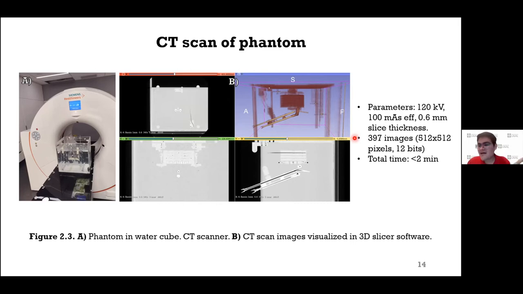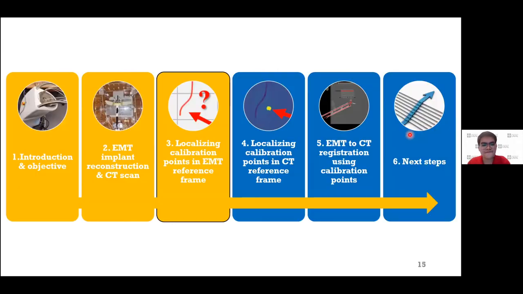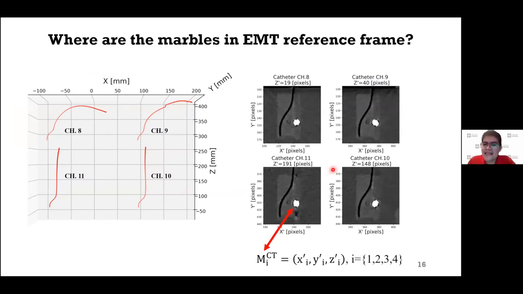These images are, we will say, low resolution if we compare with typical cameras we use every day, but this is the resolution they use for CT scan, which is 12 bits. And the total time it took for taking the images and post-processing was less than 2 minutes. So here we can see our calibration points in the templates, in the CT image. It can be clearly seen there.